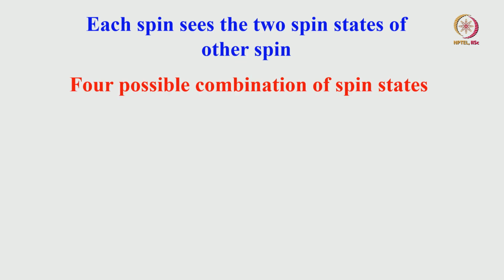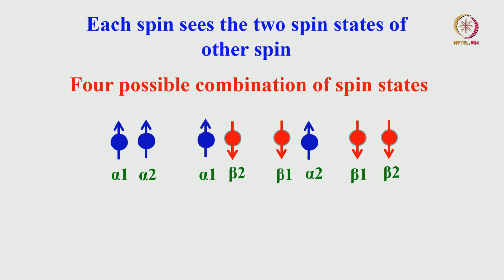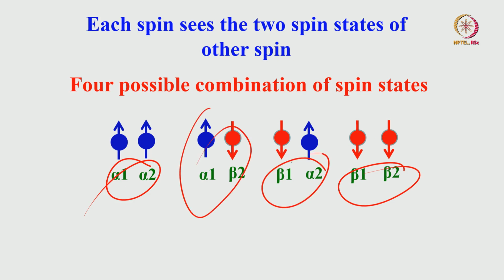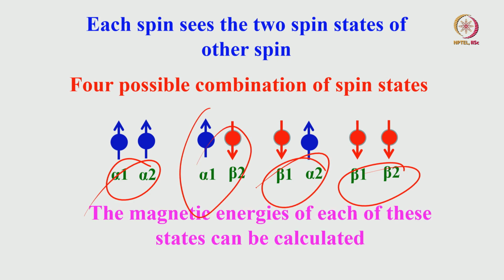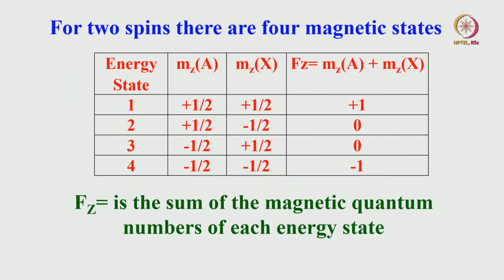Each spin sees the two spin states of the other spin, so there will be 4 possible spin states when two protons, or two spins, are coupled, which I explained: alpha alpha, beta beta, where both are down or both are up, and alpha beta, beta alpha, where one is up and one comes down. We already explained this. The magnetic energies of each of them are different. There are 4 different energy states, with small differences in the energies. And then we can get the total magnetic quantum number for each of the energy states. The total magnetic quantum number is the sum of M_ZA and M_ZX. That is what we have been discussing.